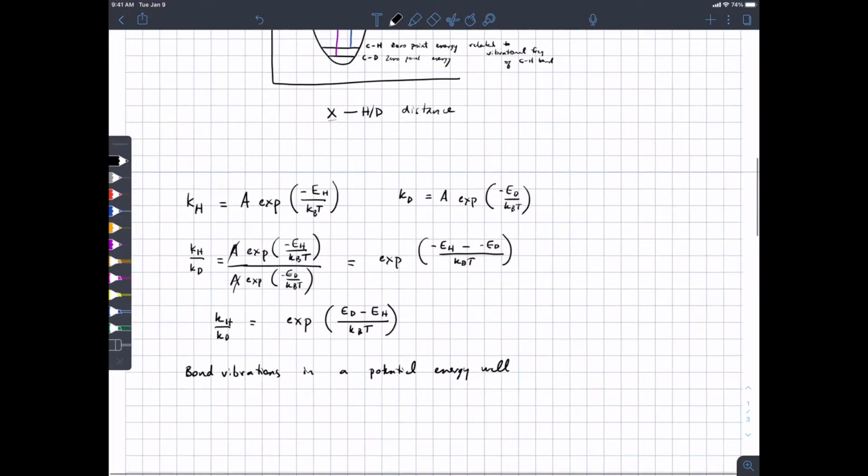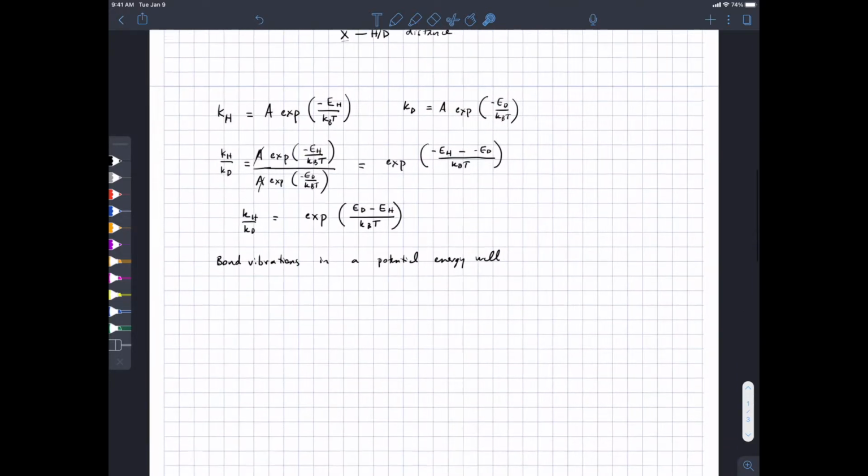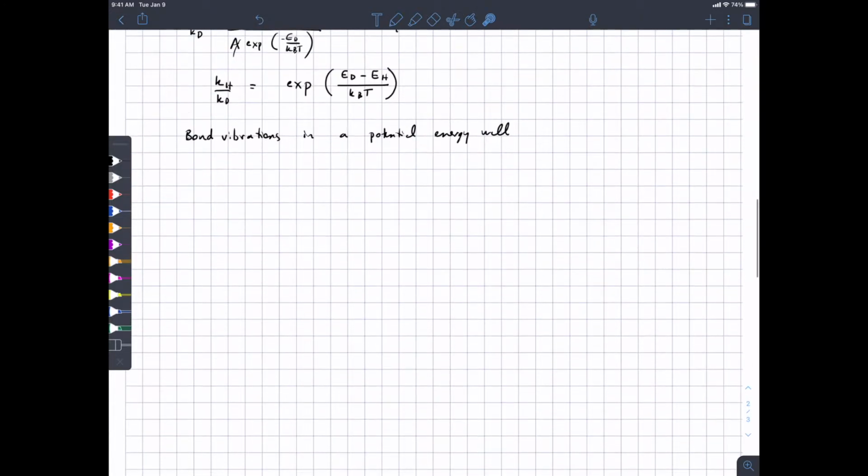So this is an example up here of a potential energy well, and here I'm showing you the lowest bond vibration energy levels for hydrogen versus deuterium. Okay, so this is going to be a little bit of P-Chem, which we are not going to justify based on first principles, but in the end is going to give us some important background.